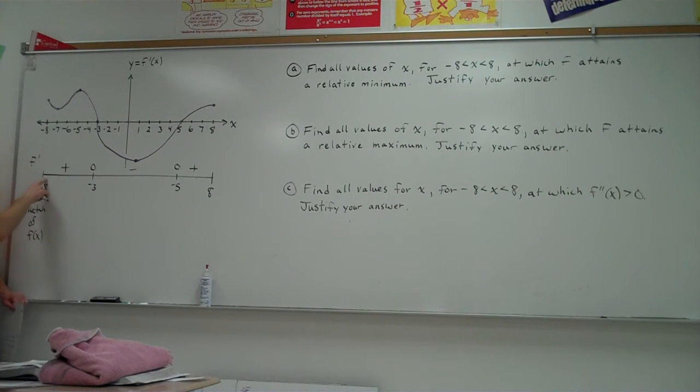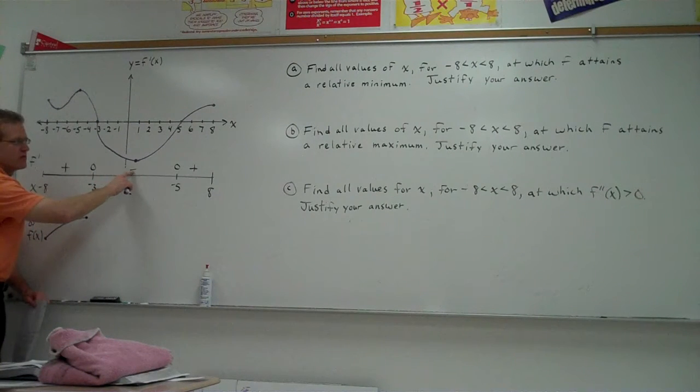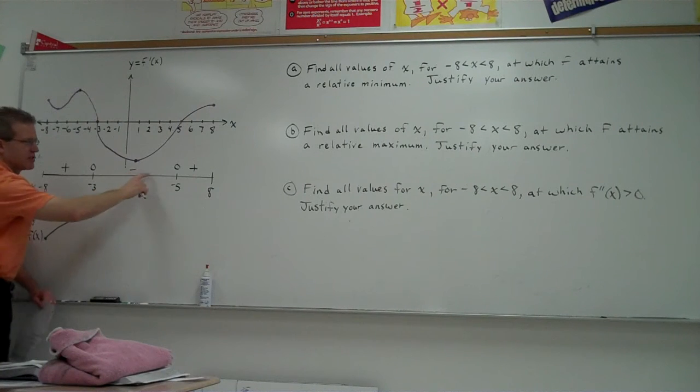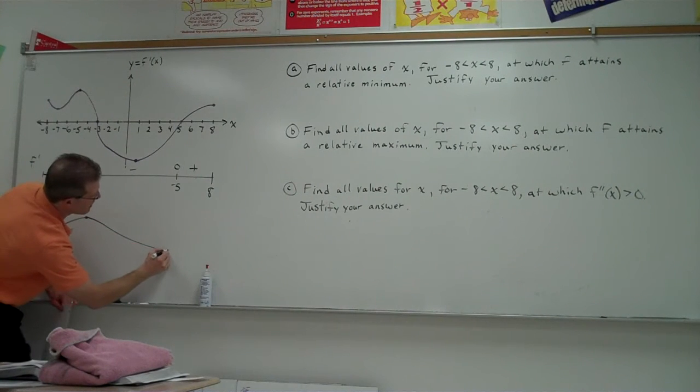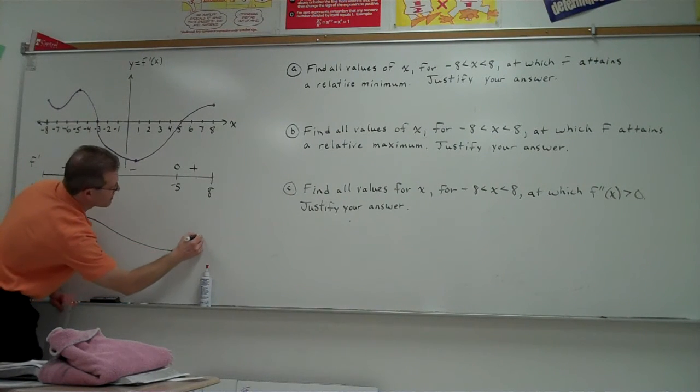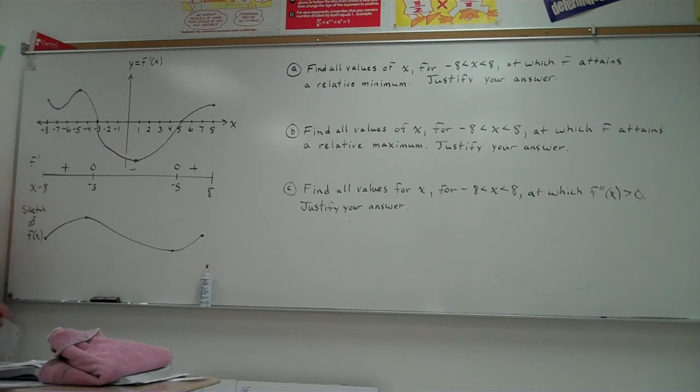What's the f of x graph going to be doing between negative 8 and negative 3? Going up, increasing. Okay? So it's going to increase, something like this. It's going to increase. And it's going to reach a slope of 0, because the derivative is 0 here. Then what's the graph going to do? Decrease. And then what's it going to do? Increase. Great. So it's going to increase until negative 3, and then decrease until negative 5, and then increase again. So now we can answer our questions.